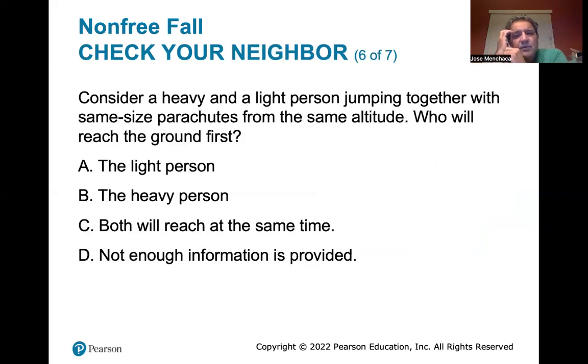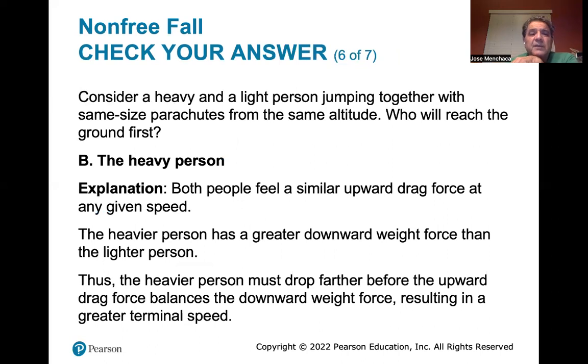Okay, consider a heavy and a light person jumping together with the same size parachute from the same altitude. Who will reach the ground first? The light person, the heavy person, both will reach at the same time, or not enough information is provided. Well, it's going to be the heavy person because both people feel a similar upward drag force at any given speed. The heavier person has a greater downward weight force than the lighter person. Thus, the heavier person must drop further before the upward drag force balances the downward weight force, resulting in a greater terminal speed.